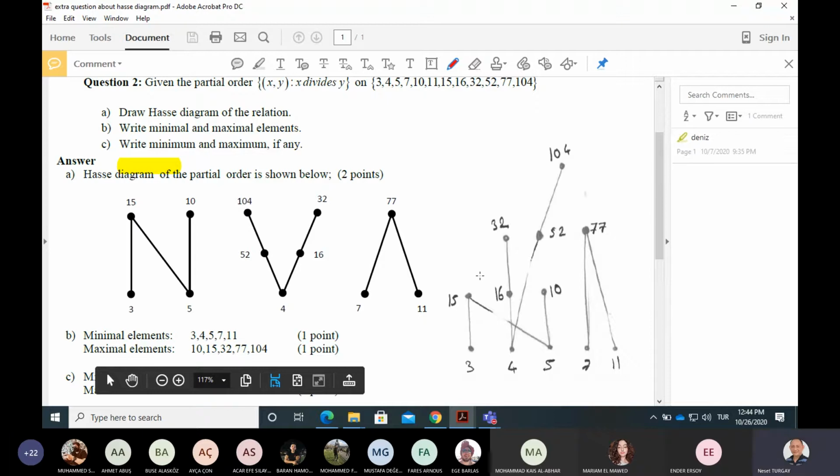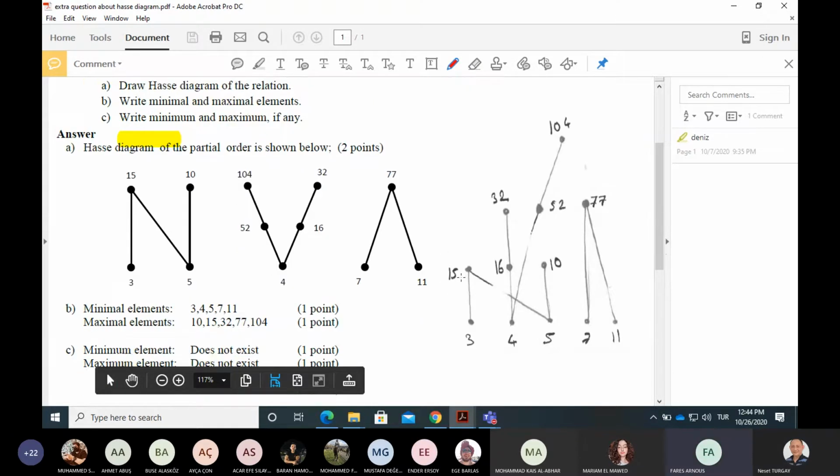Anyway, just look at this. If you have a question, I can explain again. And here are the maximal elements. We don't have a maximum because we don't have a guy which is comparable with all of them.